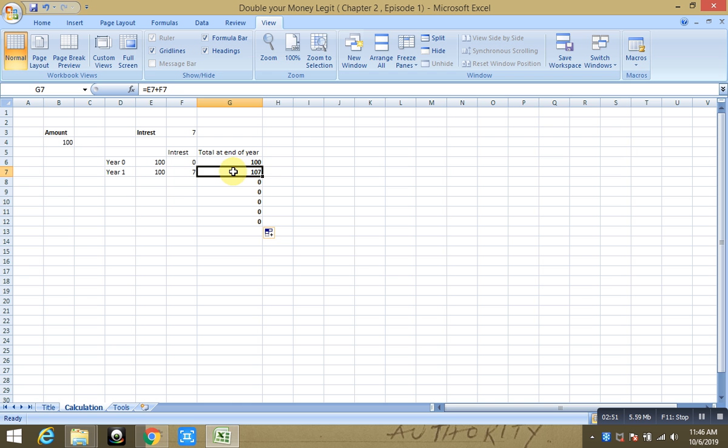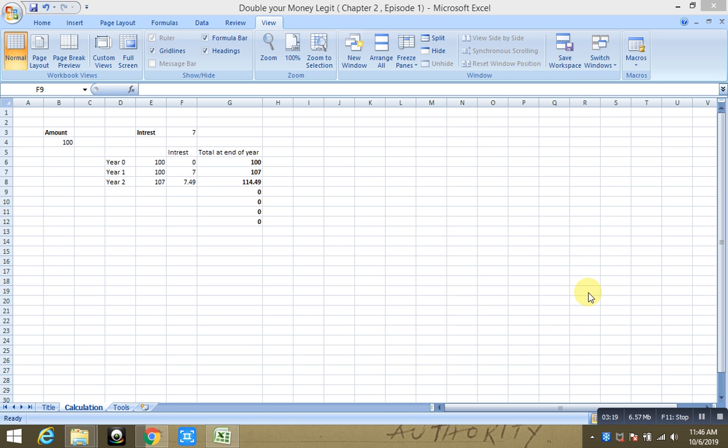Okay. Now let us say we take this $107 and reinvest it for the next year. So year two, we will have $107 to start with, and then again we get this 7% interest on it. So 107 into 7 by 100, we will have $7.49 in interest. So 107 plus 7.49, we should have $114 at the end of the second year.